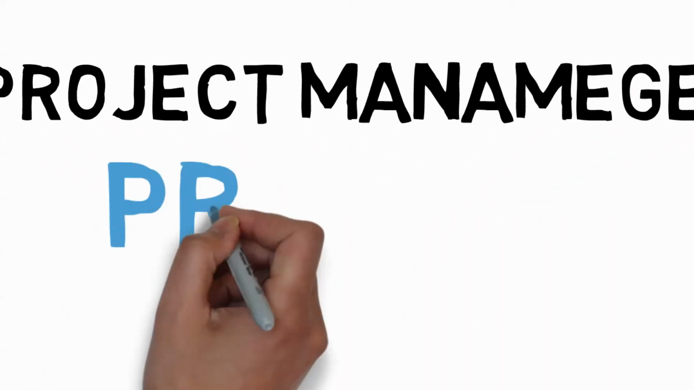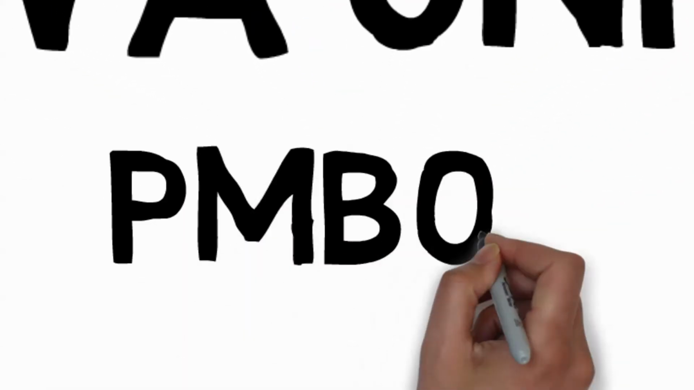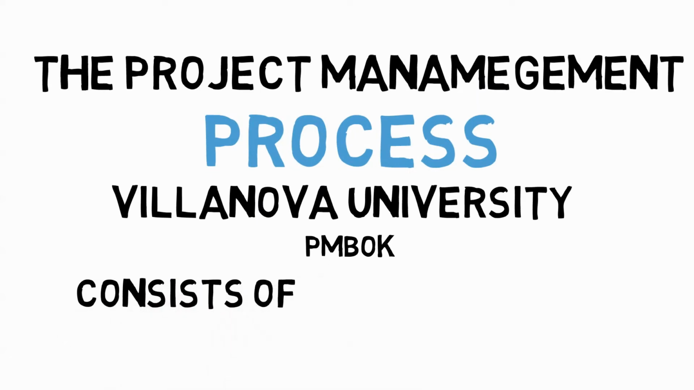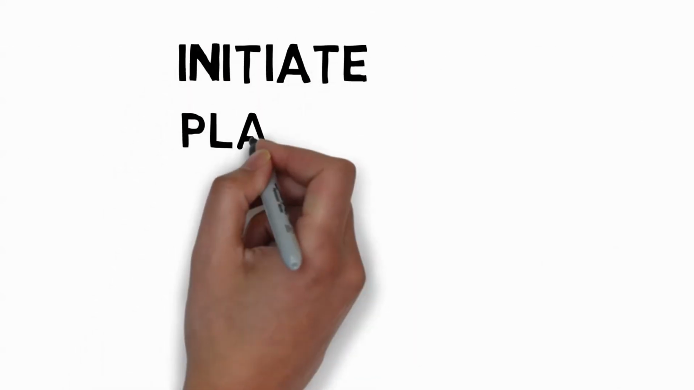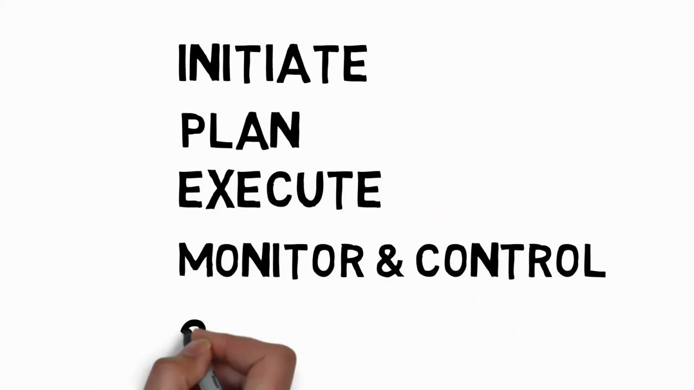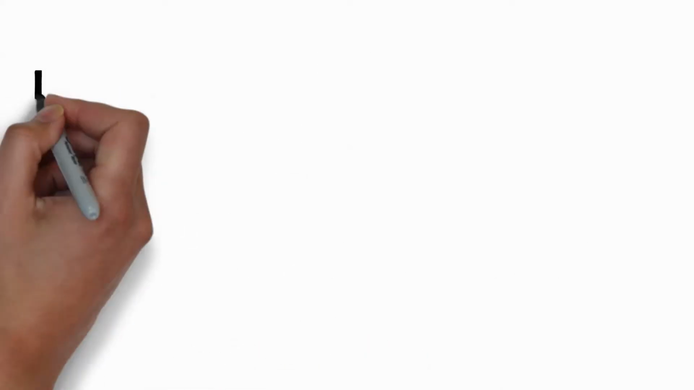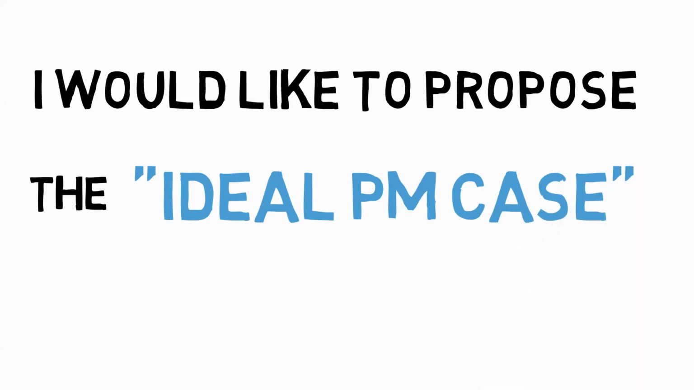The project management process, based on Villanova University PMBOK, consists of 47 processes grouped together under 5 categories, which are initiate, plan, execute, monitor and control, and close. I would like to propose what I like to call the ideal PM case.